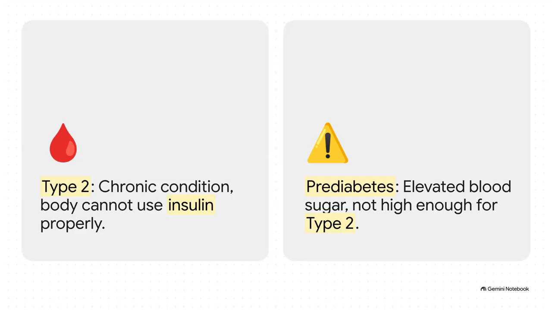So let's start with a really critical boundary. As a coder, you've got to recognize this distinct clinical threshold. Type 2 diabetes is a chronic condition, usually in adults, right? It's defined by the body's inability to use insulin properly, which results in constant hyperglycemia. Prediabetes, on the other hand, definitely features elevated blood sugar, but it's explicitly not high enough to trigger that formal type 2 diagnosis. So when you're reviewing a chart, do not code type 2 if the provider only documented elevated blood sugar or prediabetes. That clinical boundary is absolute.